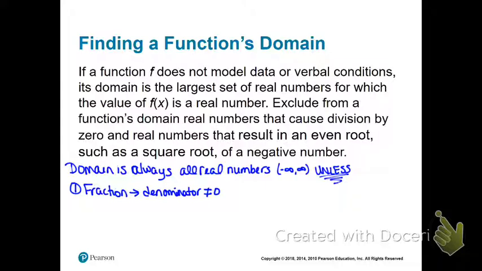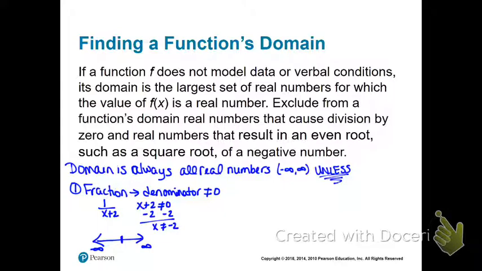And so, for example, if I have 1 over x plus 2, then we know that the denominator, the x plus 2, cannot equal 0. So we'd solve for x. And so x cannot equal negative 2. So to actually find our domain then, I'm going to take and put that on a number line. So negative infinity to infinity.